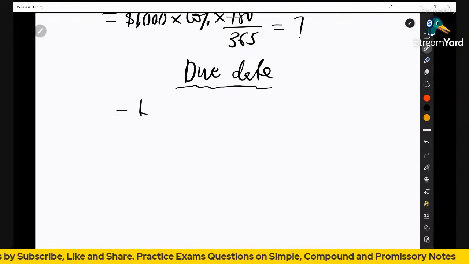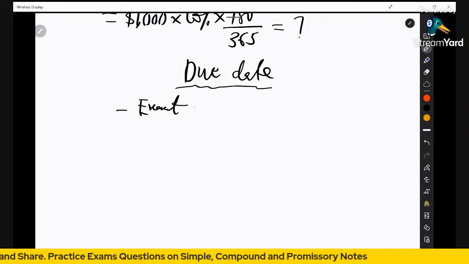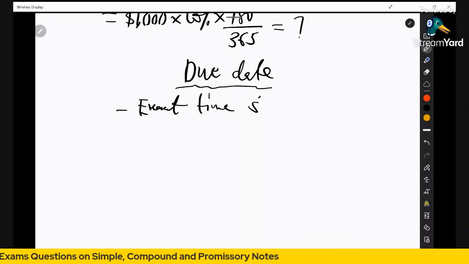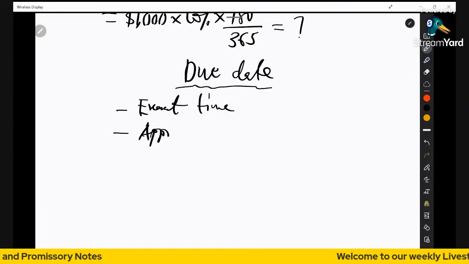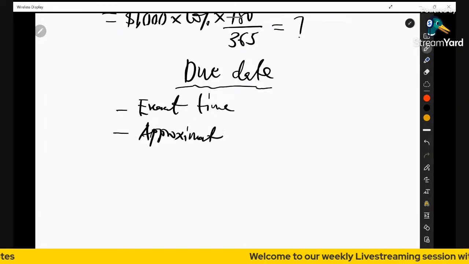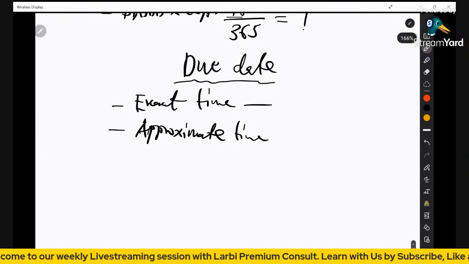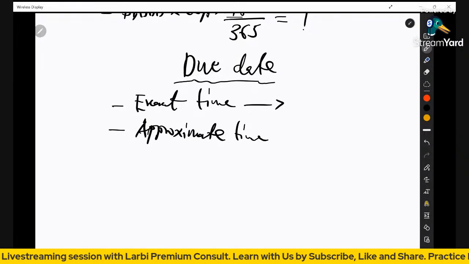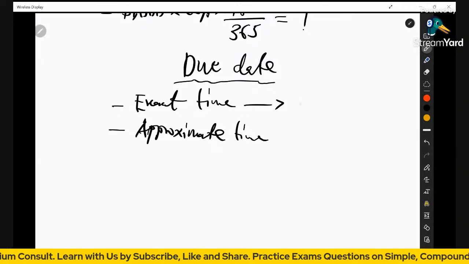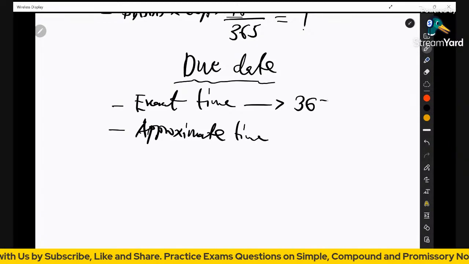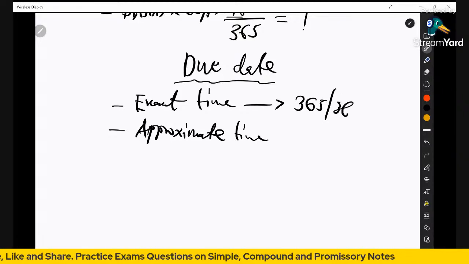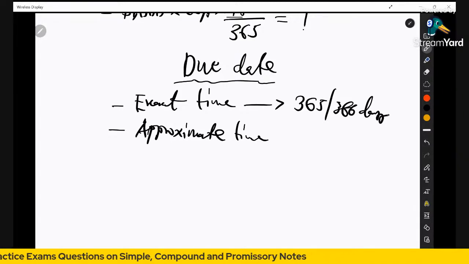So here we have exact time, and the second one, the approximate time. And what are we talking about here? When we talk about exact time, it works the same way as the exact method of computation for simple interest. So the idea here is that we are going for 365 days, or 366 days if it is a leap year.